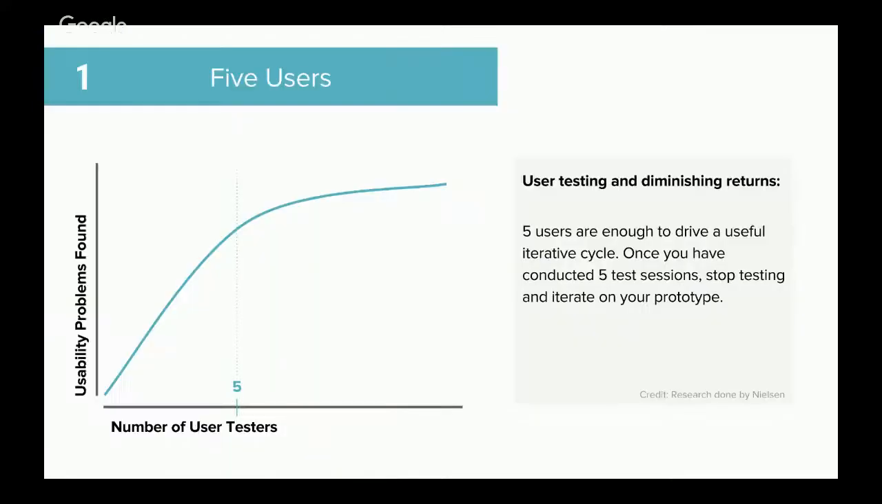Looking at step 1, recruiting users, this graph that was created by Jacob Nielsen a long time ago shows that testing with 5 users is enough to drive a useful iterative cycle. In other words, once you've conducted 5 test sessions, stop testing and correct the serious problems that you found, because beyond that, there are diminishing returns.